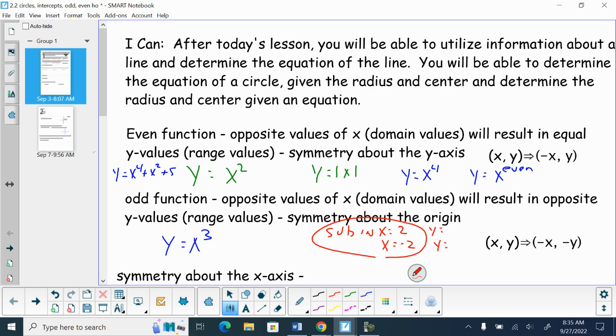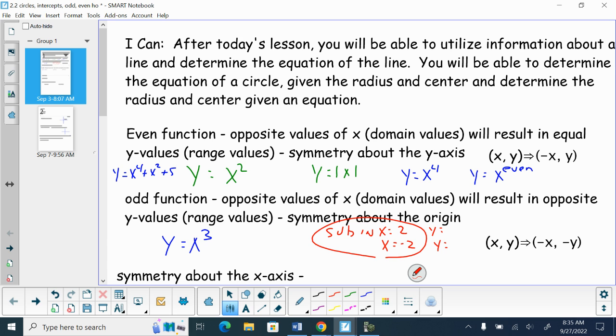Sub in 2, sub in -2. Put in opposite values for x. Do a -2. And then evaluate what happens with my y values. Do I get the same y value? Do I get opposite y values? Or do I get neither?